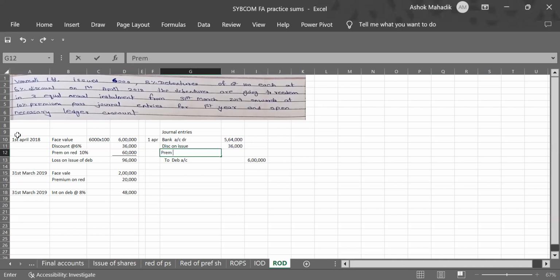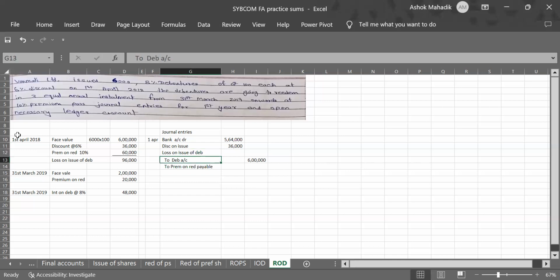So premium on redemption account debit to premium on redemption payable. Okay, here on debit, instead of that, we can write loss on issue. This account we used to use, loss on issue of debentures. Okay, how much is the loss?